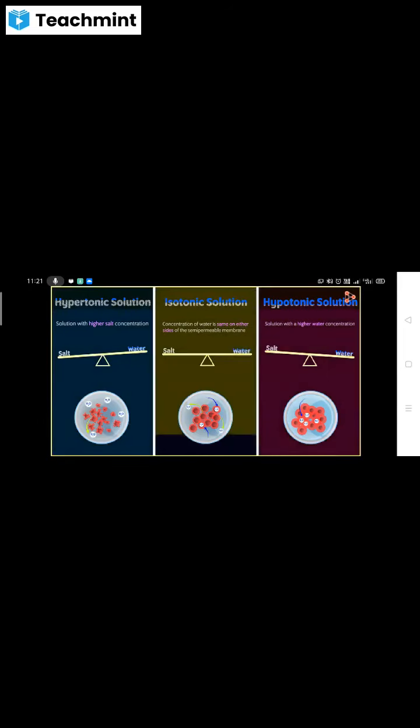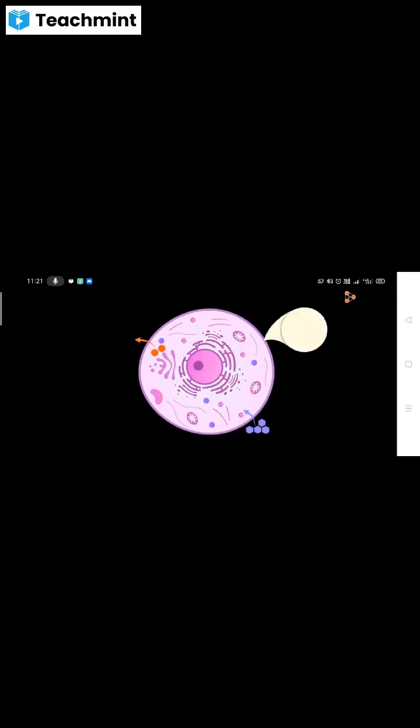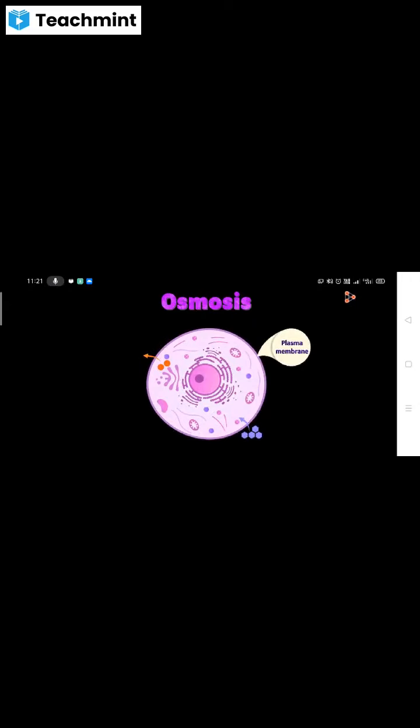So here there are different solutions, and due to the different solutions, different conditions will be present. In plant cells, what's happening is the plasma membrane can do the work of osmosis.